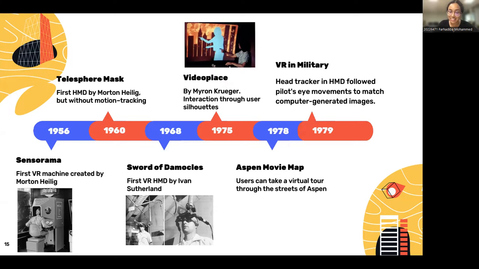And 1 year later, virtual reality also reached the military. So the head tracker in the head-mounted display there followed the pilot's eye movements to match computer-generated images. And this helmet was called the Visually Coupled Helmet, and it was basically only used for military training.